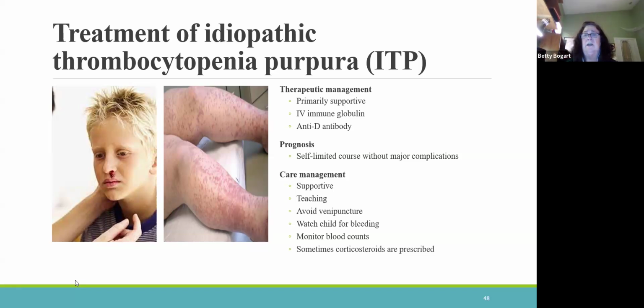Teaching, teaching, teaching. Now, the other thing is we'll draw CBCs every day usually, but we'll take it out of the IV, so we're not sticking them as a venipuncture, and monitor those blood counts. And this says sometimes corticosteroids, but I've always seen corticosteroids, it just helps.